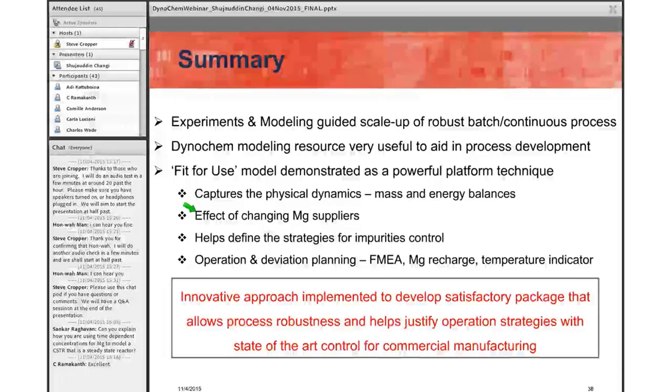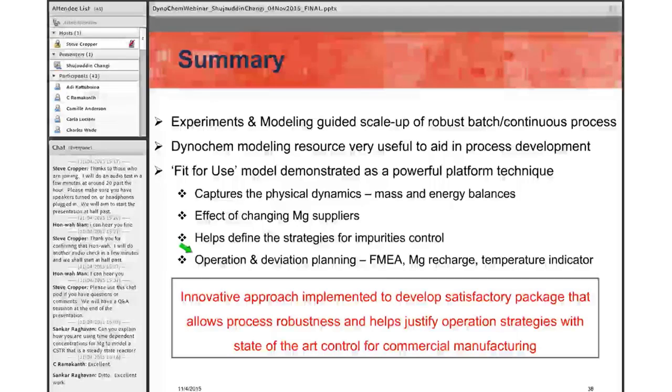We can also use the model to develop our regulatory submission packages, specifically with regards to impurity controls, and manufacturing also benefits greatly from this model because we can use it to help guide operations and deviation planning and challenges like FMEA, magnesium recharge, and so on.